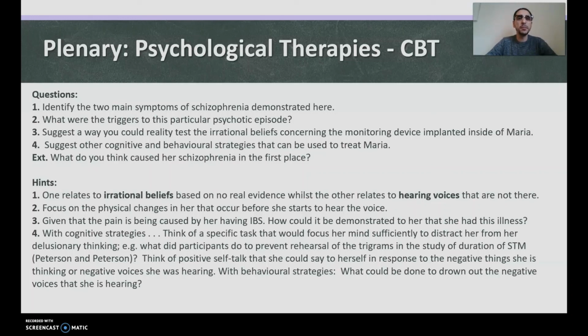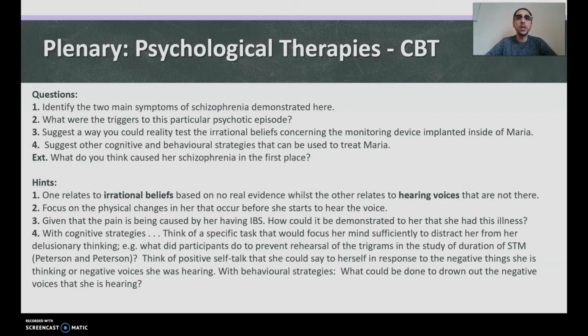These are hints. Number 3. Suggest a way you could reality test the irrational beliefs concerning the monitoring device implanted inside of Maria. Given that the pain is being caused by her having IBS, or irritable bowel syndrome, how could it be demonstrated to her that she had this illness?